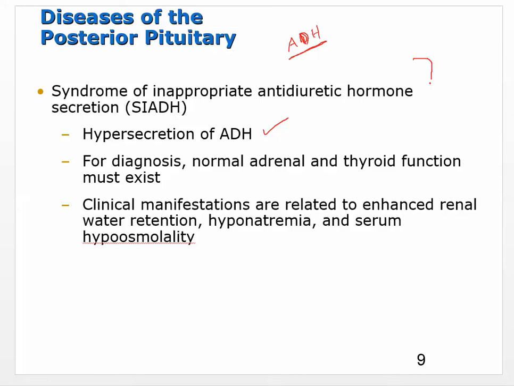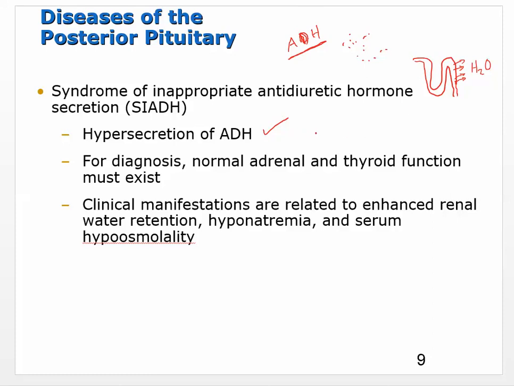So we're secreting too much antidiuretic hormone. Antidiuretic hormone in the kidneys is supposed to cause an increase in reabsorption of water. Okay? So if you have an increase in reabsorption of water, or too much of an increase because you're making too much of this antidiuretic hormone, that means that you're pulling water back into your body all the time. And that's going to cause hypoosmolality. So there's going to be too much water.